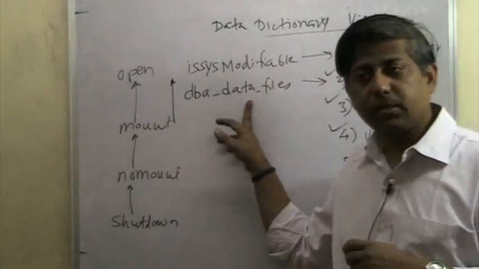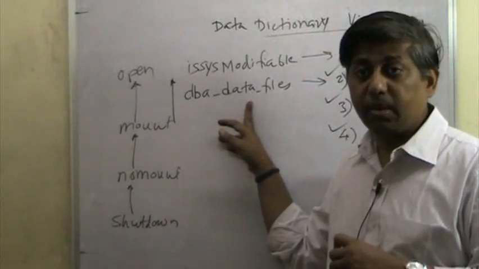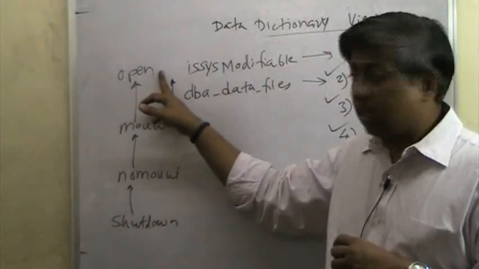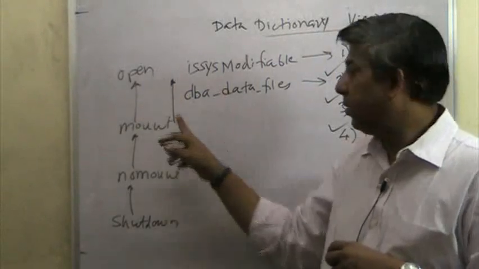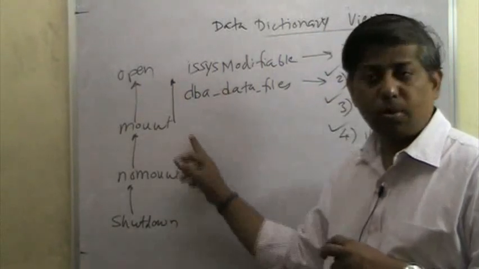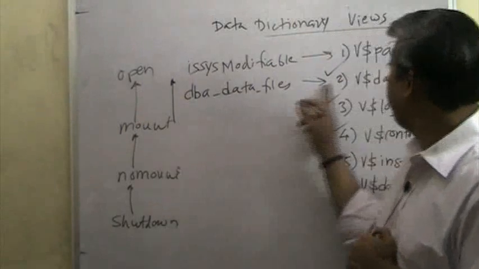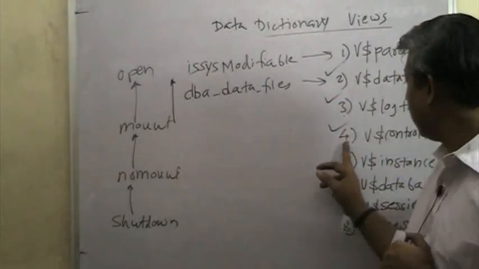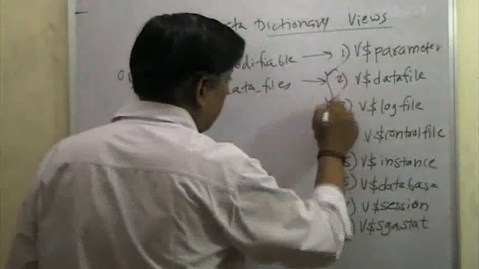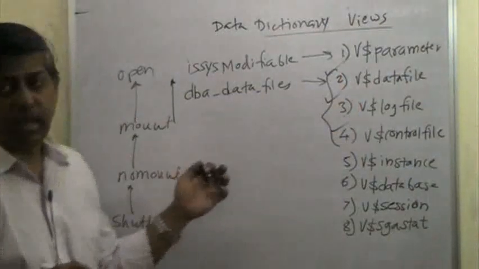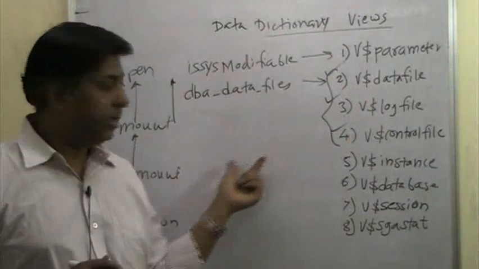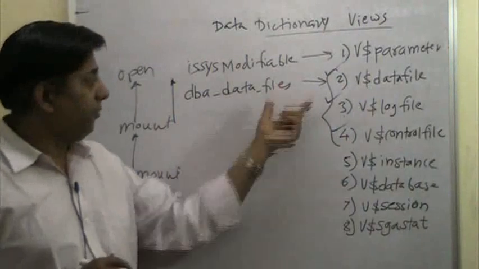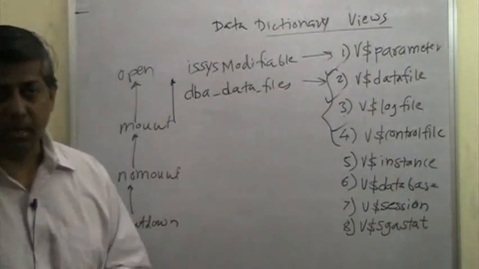DB underscore data files? And if the answer is yes, if you can select from DB underscore data files, it means your database is in an open state. If you cannot select from the DB underscore data files, then your database is either in the mount or no mount state. Then I will say, can you select from $$ data file? Can you select from $$ log file? Can you select from $$ control file? All of this information is actually the information from the control file. And if the answer to that is yes, then your database is in a mount phase. And then if you cannot view from any of those, your database is somewhere here.